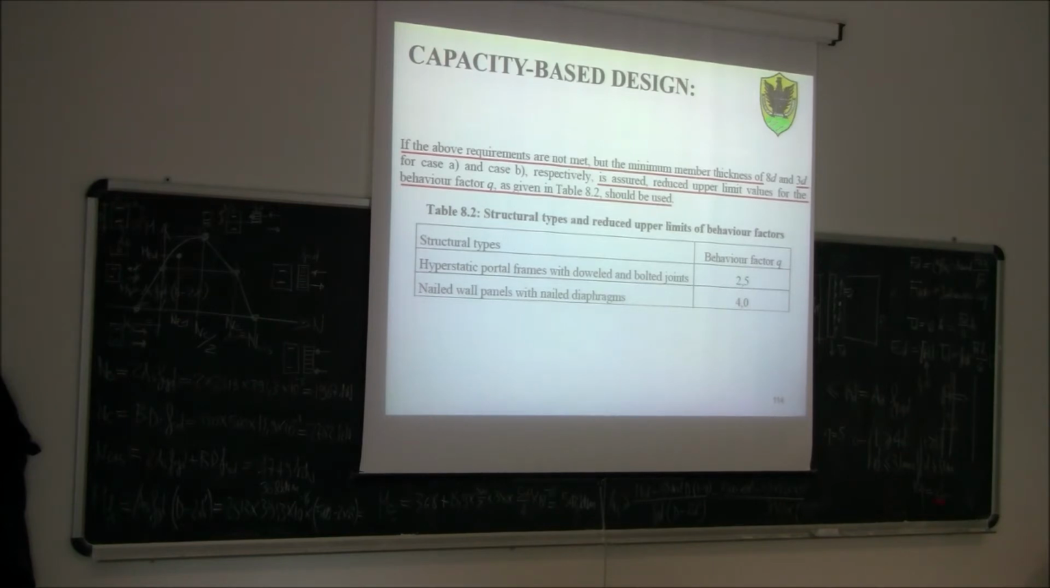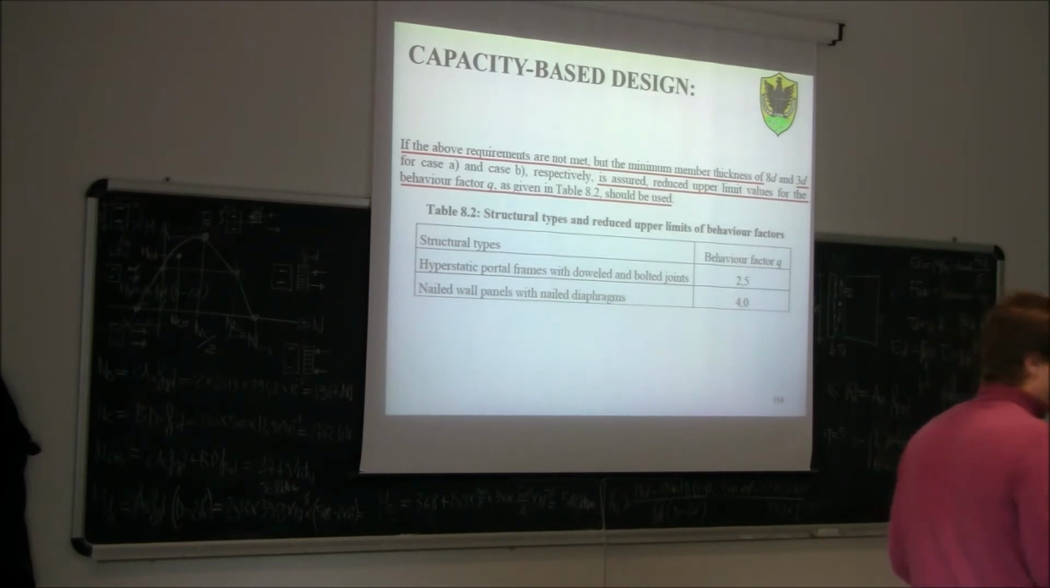Note that the Q factor will be used basically only to design the nail itself, because the Q factor will be used to calculate the design spectrum, which is the elastic one divided by Q. But the elastic design spectrum will be used in the end only to design the nail, because all the other members will actually be designed for the other strength of the nail. Okay?